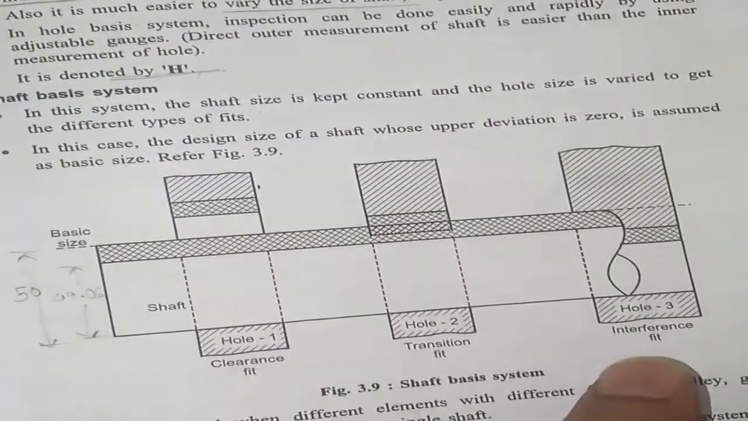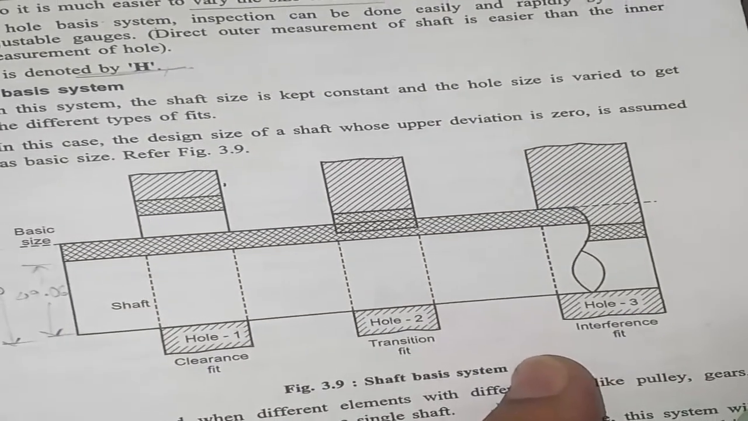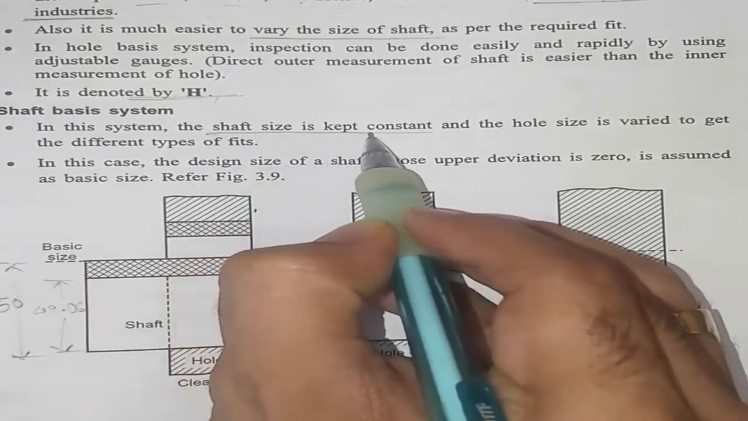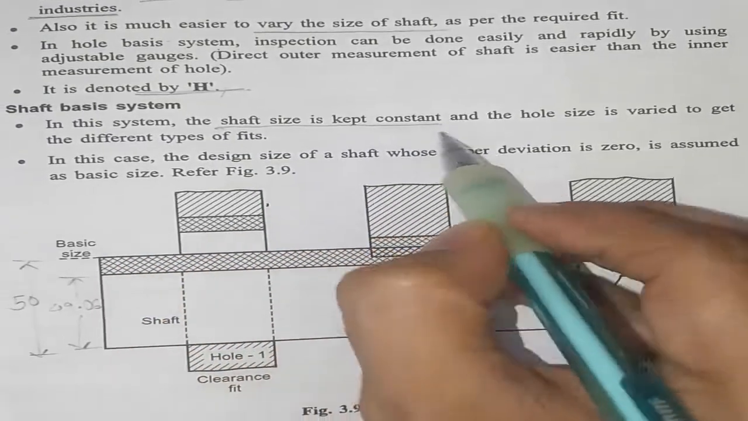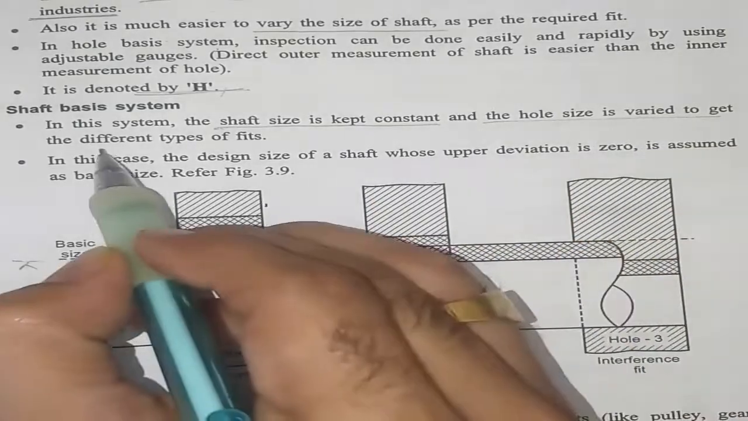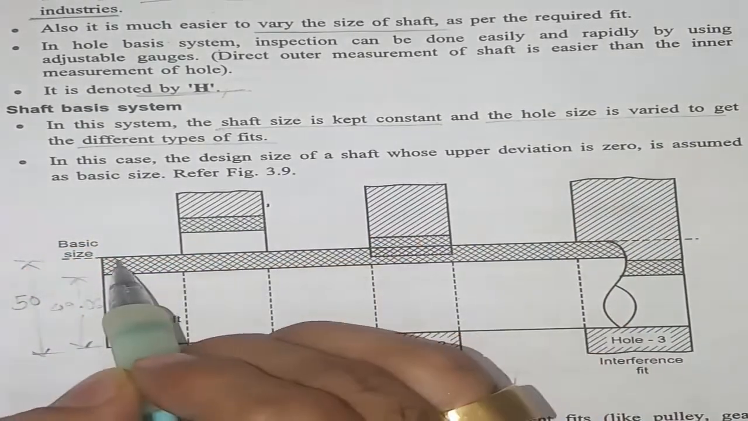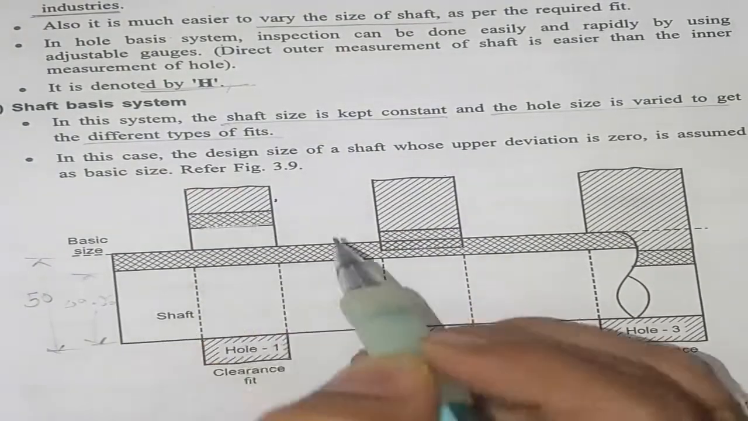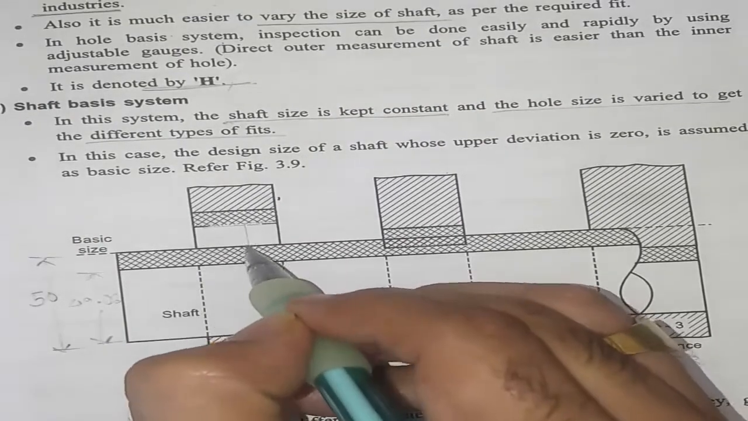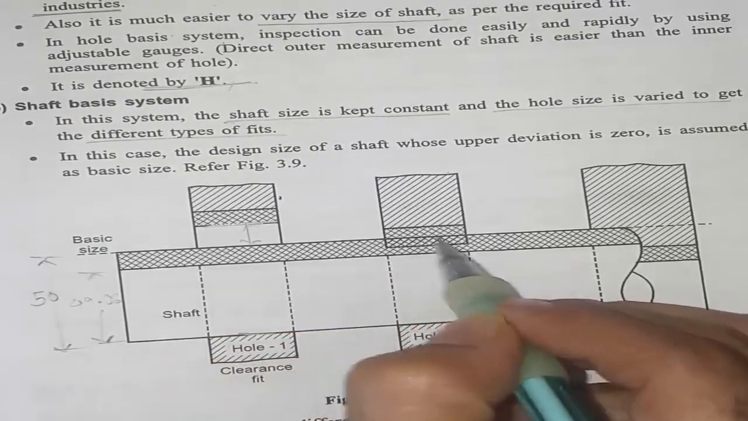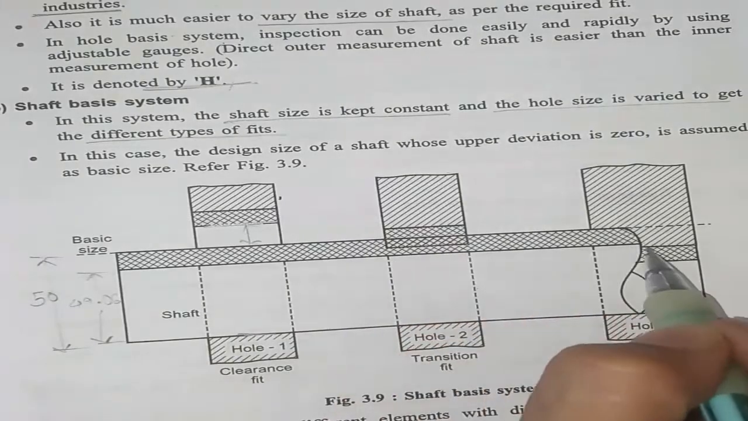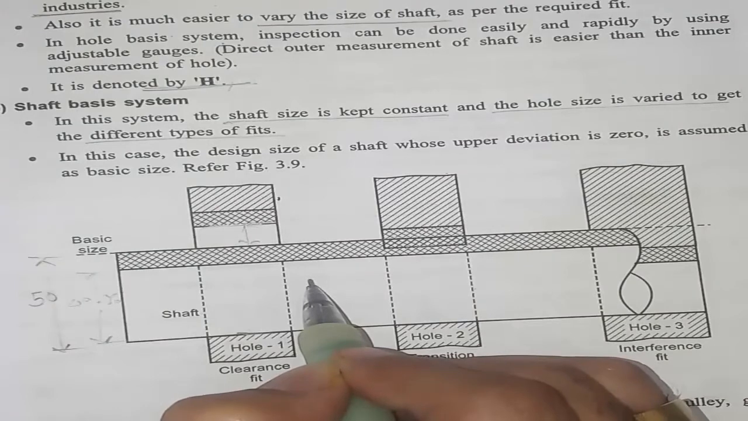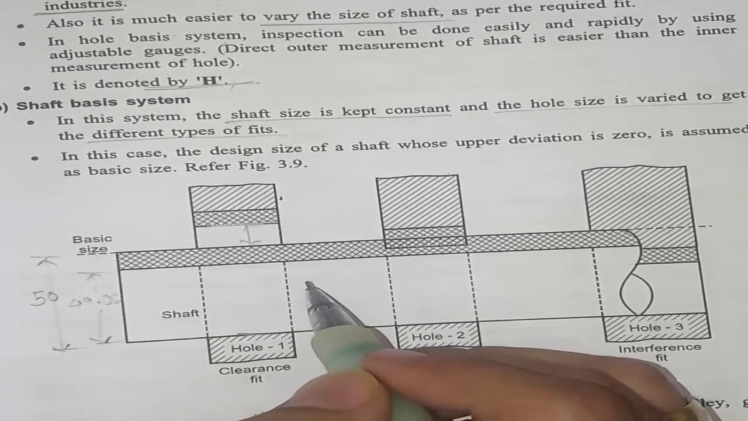Now let us discuss the shaft basis system. It is the opposite. In a shaft basis system, the size of the shaft is kept constant and the hole size is varied to get different types of fit. You can see here the shaft size is constant, okay, and the size of the hole varies as per clearance fit, interference fit, transient fit. So the hole size can vary, but the shaft size should be constant. This is called the shaft basis system, right?